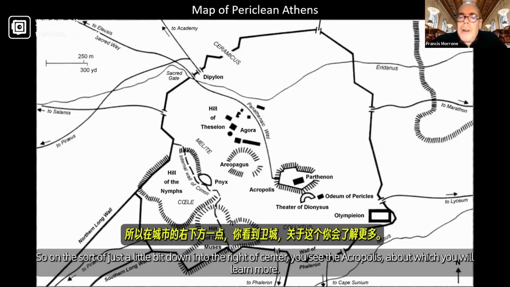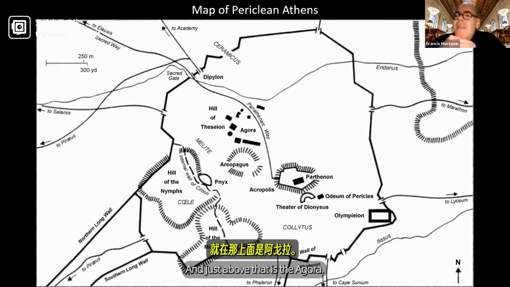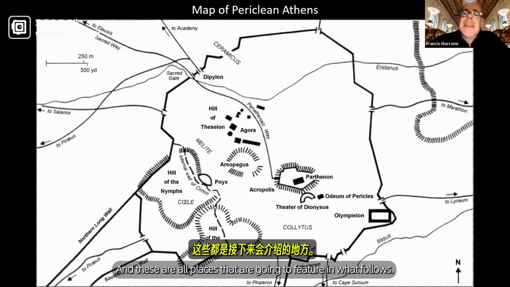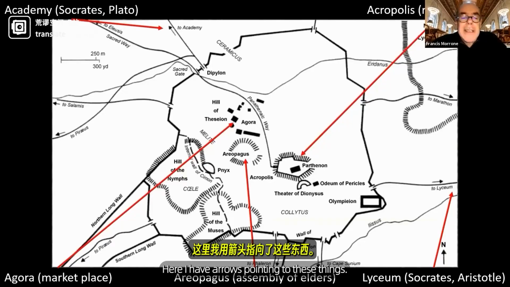So just a little bit down and to the right of center, you see the Acropolis, about which you will learn more. To the left of the Acropolis, the Areopagus, and just above that is the Agora. These are all places that are going to feature in what follows. Here I have arrows pointing to these things.